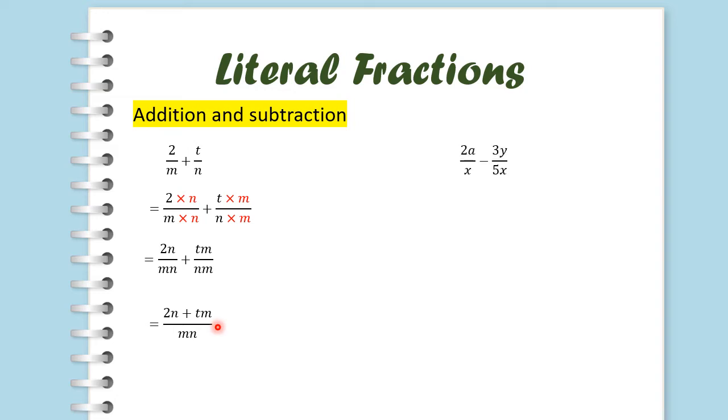They can't be combined together. Another example, 2a over x minus 3y over 5x. Here the denominator is x and 5x. Instead of multiplying them by each other, x by 5x and 5x by x, I can convert x to 5x. So if I only multiply x by 5, as you see in front of you, I will have denominator 5x, and they have the same denominator, and I can subtract 10a minus 3y. But for the same reason, because here I have different variables, here a and here y, I cannot simplify, so this is the final answer.